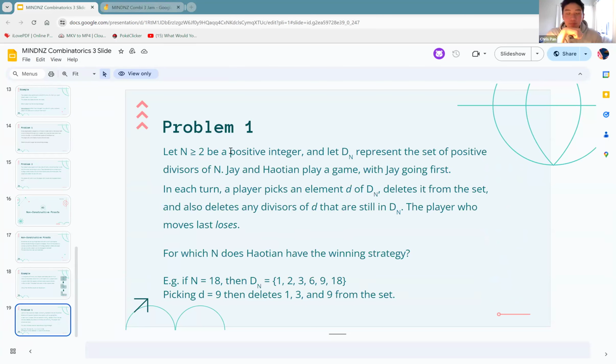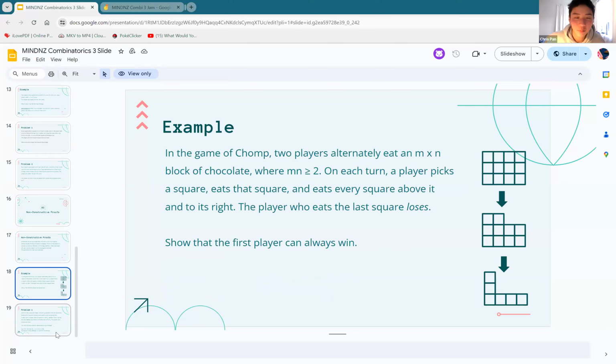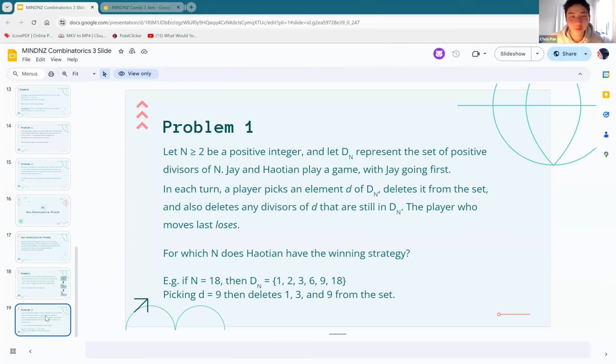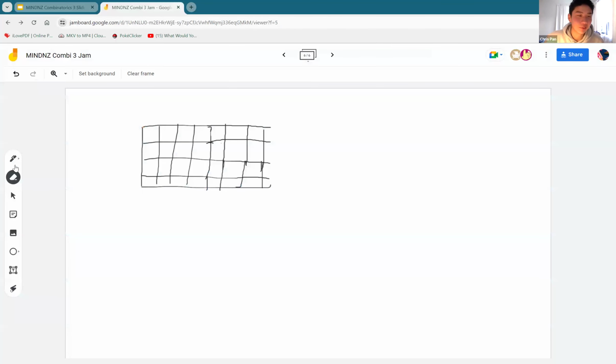We have a game here where each turn a player picks some element of d sub n, something within the set, and deletes it from the set, but also deletes any divisors of d that are still in the set. And this time the player who moves last loses.